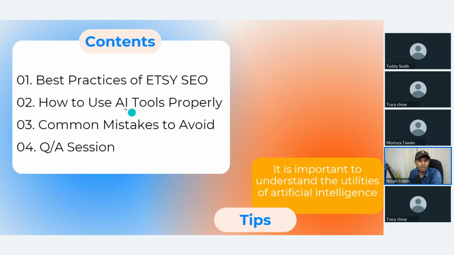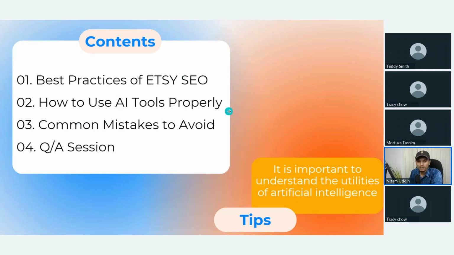So the first thing that we're going to talk about is the best practices of Etsy SEO. Because if you don't know the best practices of Etsy SEO, then you cannot use AI properly. And when we know the best practices, we'll go over how we can use AI tools to optimize our product. And then in AI, you know that there are common mistakes and problems. So we can also move on to what are the common mistakes that we see in AI. And then we'll talk about the question answer session as well.